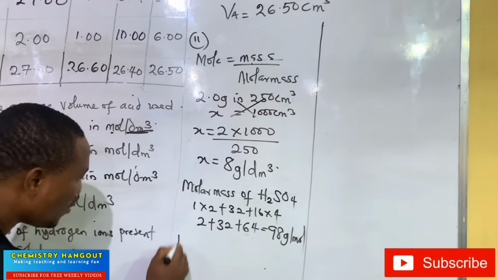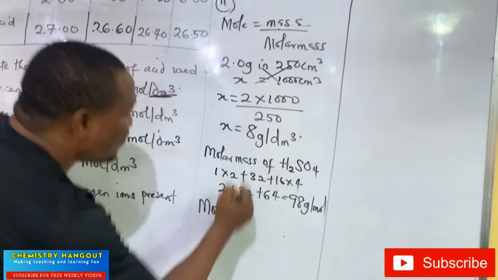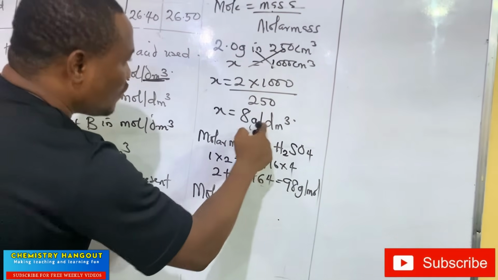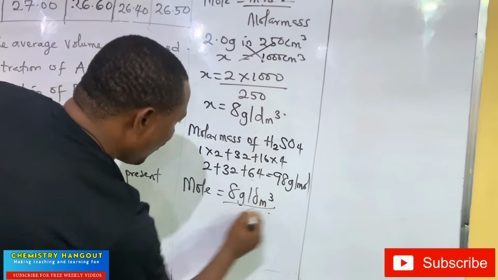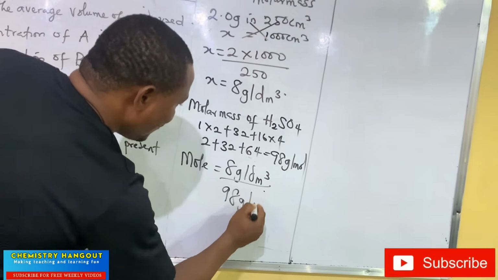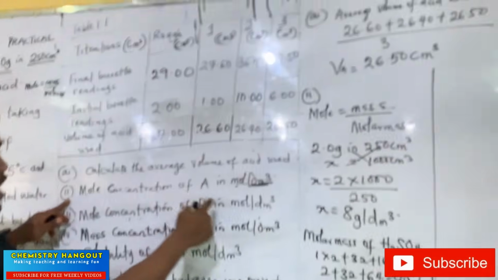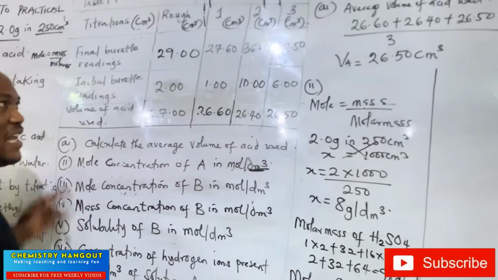That's all. So our mole now will be what? The mass now. What's the mass? 8 gram per dm cube over 98 gram per mole. Now look at the question. The question says mole concentration in what? In mole per dm cube.